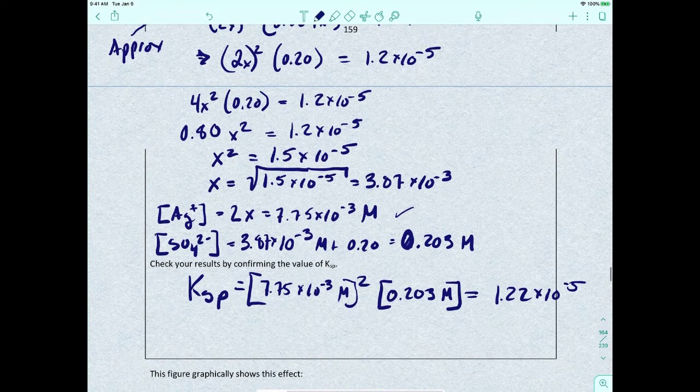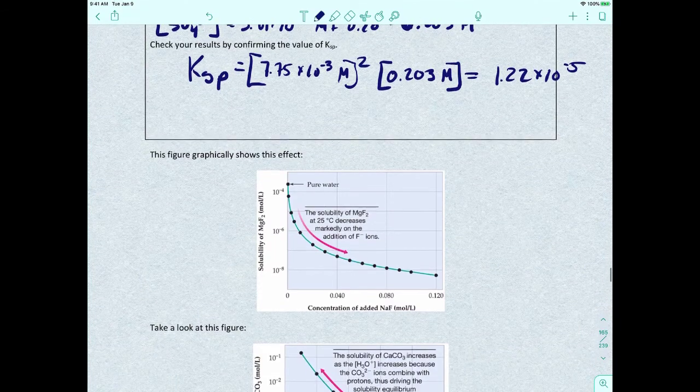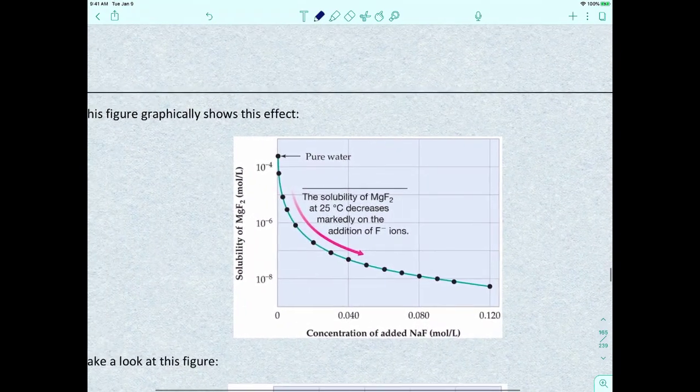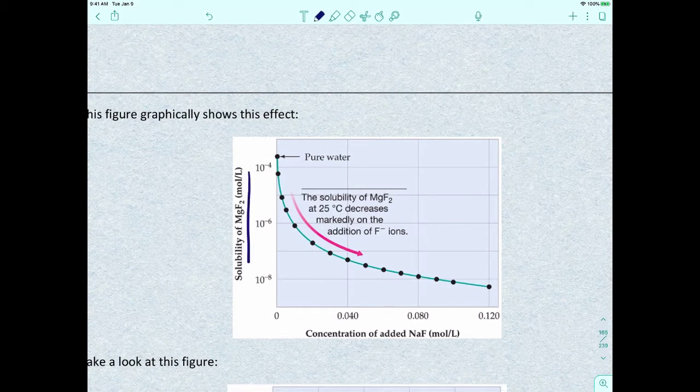This graph that we're looking at explains a little bit more about the common ion effect. On the y-axis, we're looking at the solubility of magnesium fluoride. On the x-axis, what we're looking at is the concentration of sodium fluoride.